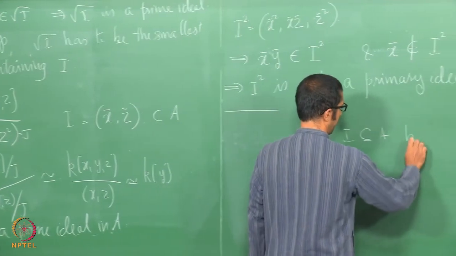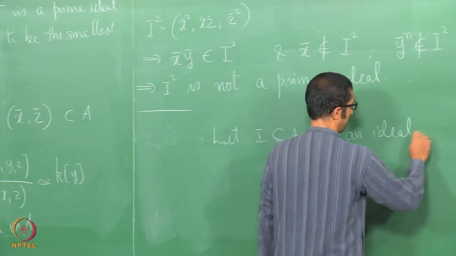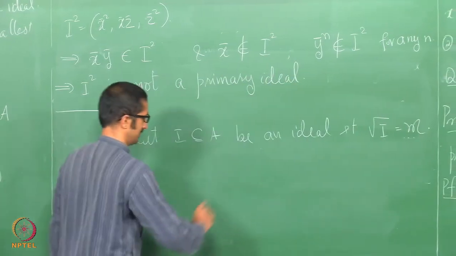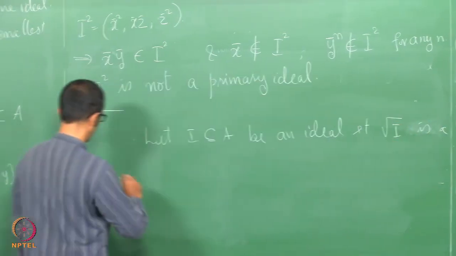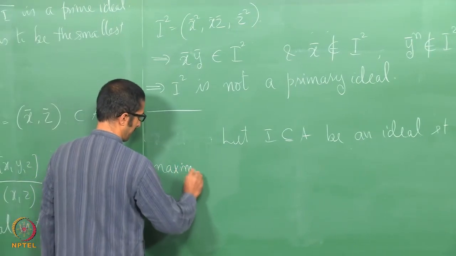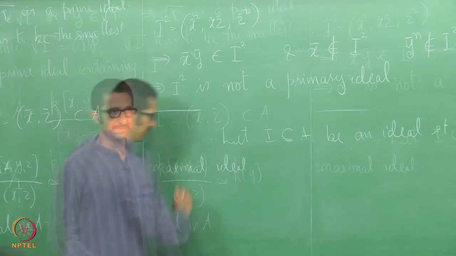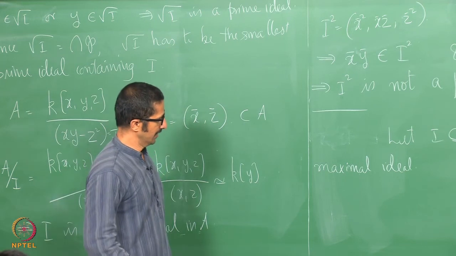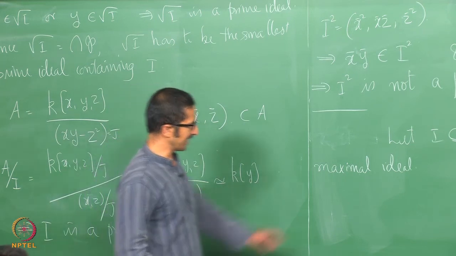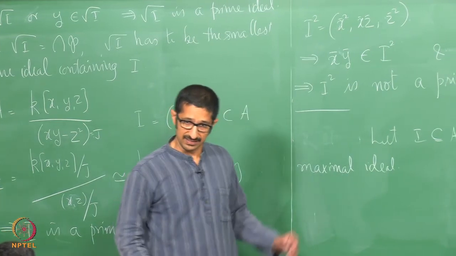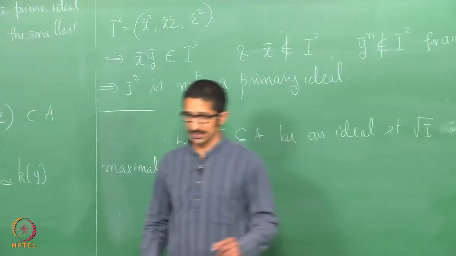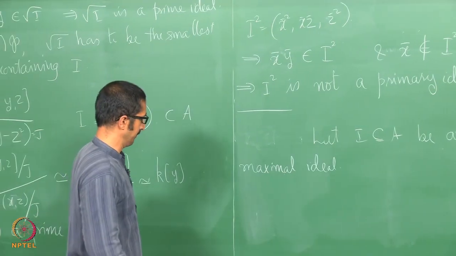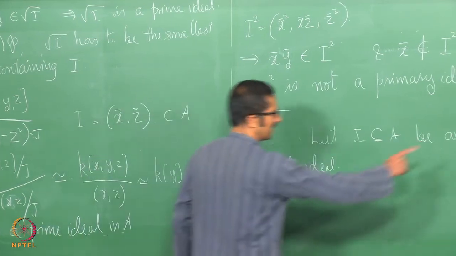Let I be an ideal such that a radical of I is maximal. Now, radical of I is a prime ideal need not necessarily imply that I is primary. Suppose your radical is a maximal ideal. Can we say I is primary?